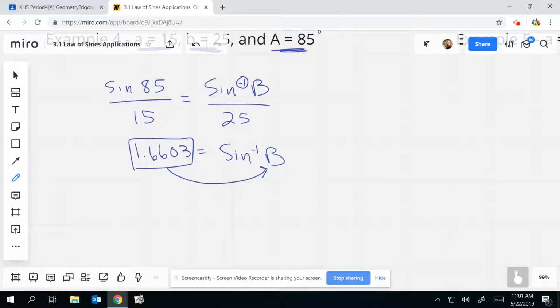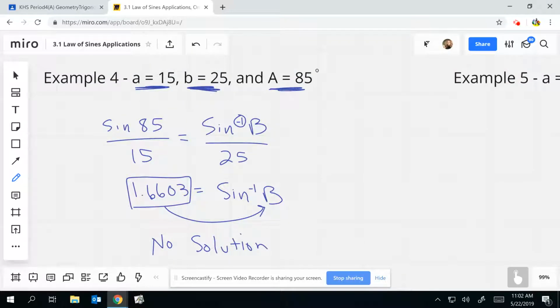So what do you think is going to happen if I plug in an inverse sine of 1.6603? That's where you're going to see it's going to be an error. It can't work. Domain error, because sine will never be more than 1. Remember that you hit a sine button, you're never going to get something more than 1. You hit the sine of any angle, it's either a 0 point something or it's a 1. That's it. It won't go higher than 1. So this one definitely has no solution. There's no triangle that can be drawn with those two sides and that angle. Can't make a triangle out of it.